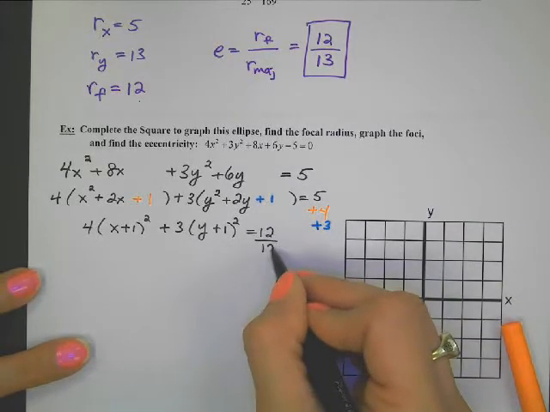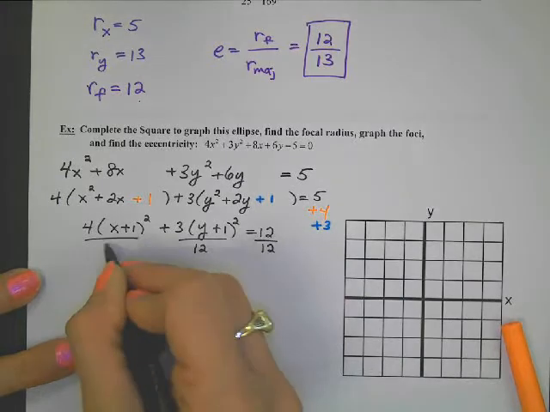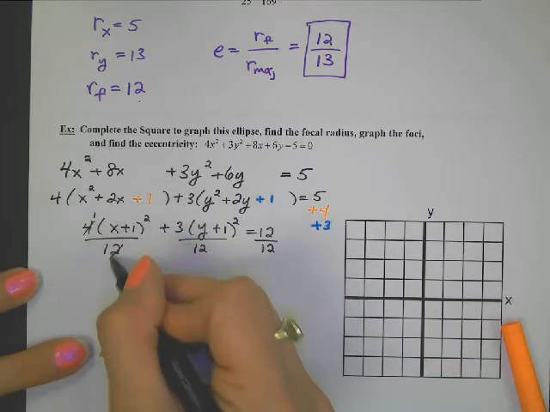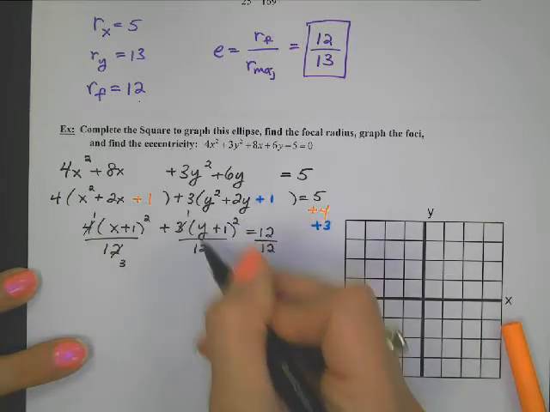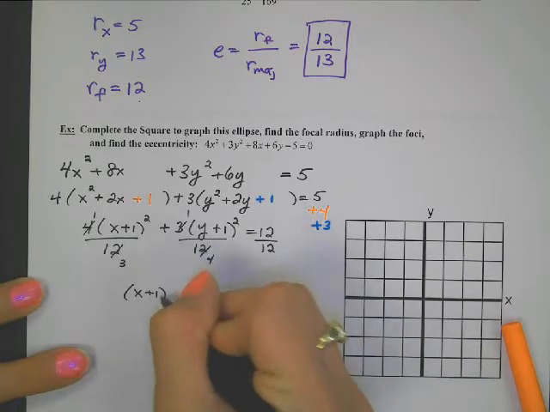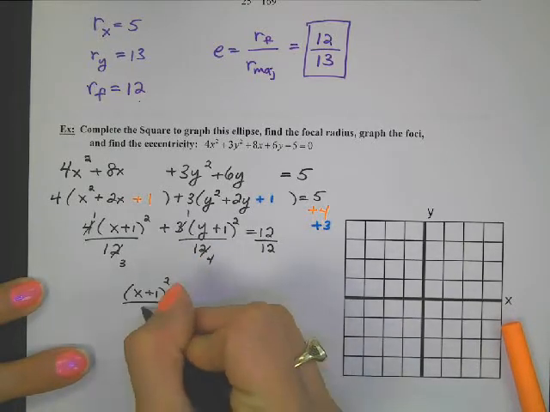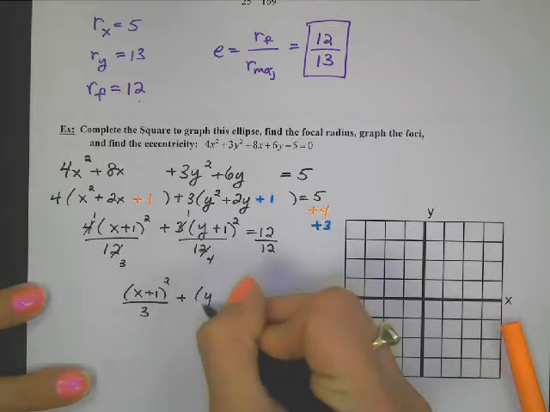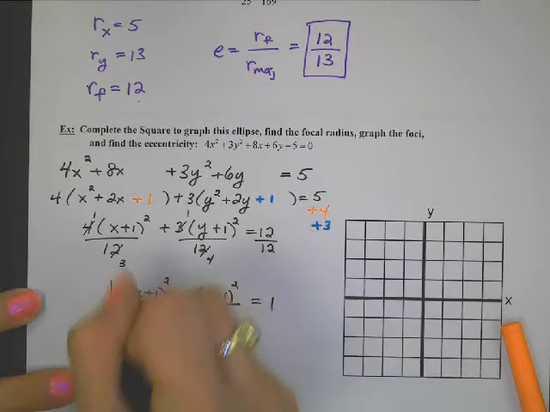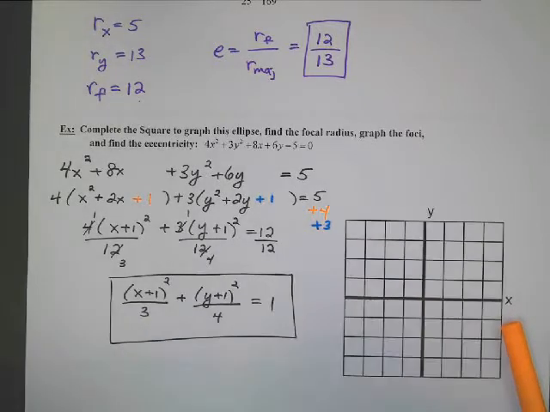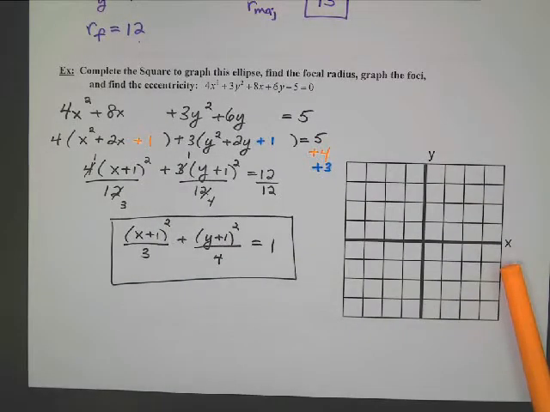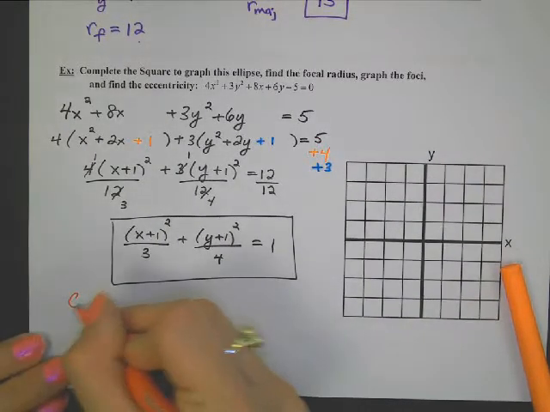To get standard form, I have to divide each and every one of these by 12. Okay, 4 can cancel with 12. That makes a 1 and a 3. A 1 and a 4. So in standard form, we have the quantity x plus 1 squared over 3, plus the quantity y plus 1 squared over 4, and it equals 1. So there's your standard form, and we should be able to find a lot of information now. So the first thing I would like to know, where is the center?